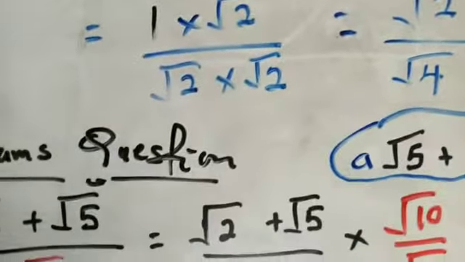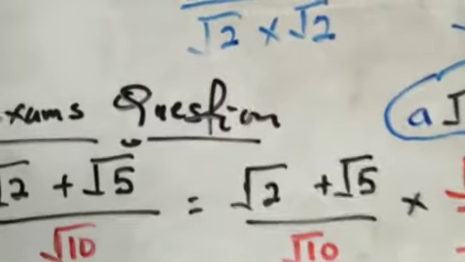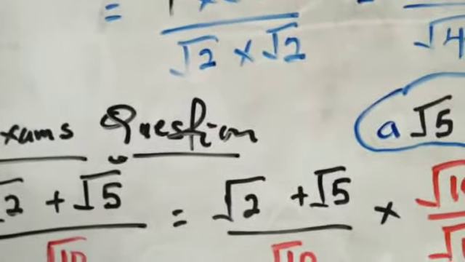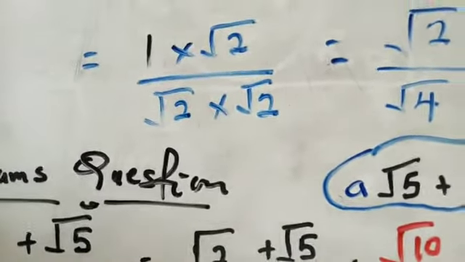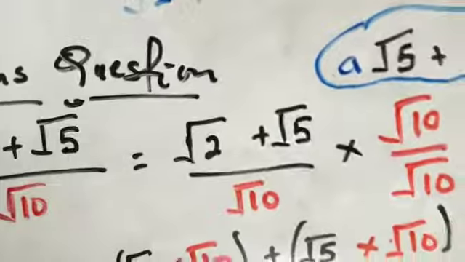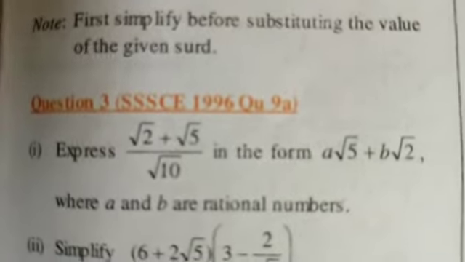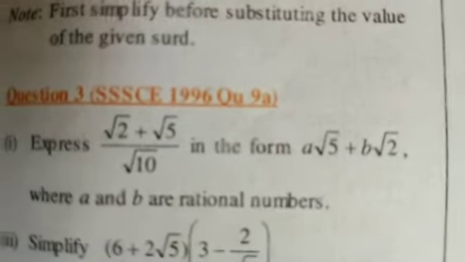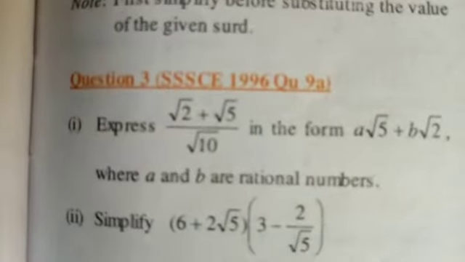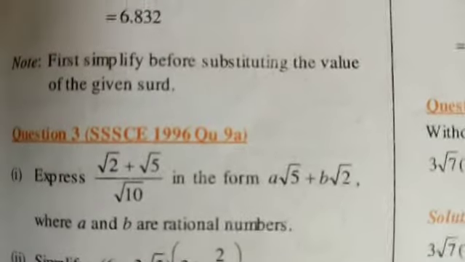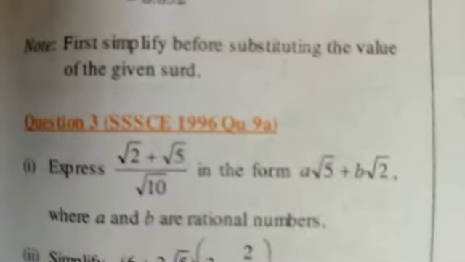Now let's look at a past exam question and how they set the questions. That is what we do on this channel, and we help you to tackle any math past question, so that when you get any problems, you won't be panicked. So let's have a look at the question. Question number 3 says: express root 2 plus root 5 all over root 10 in the form of a root 5 plus b root 2, where a and b are rational numbers. Is that okay? So we are going to express that in the form of a root 5 plus b root 2.